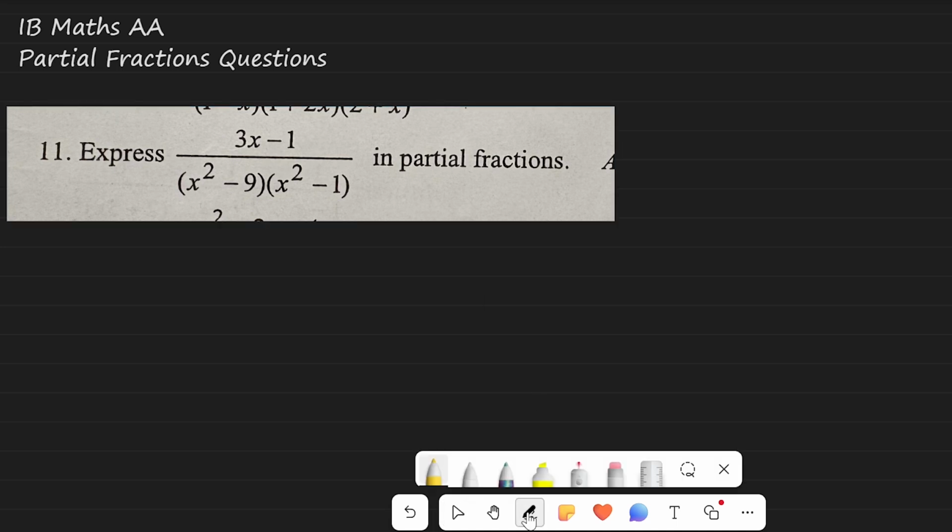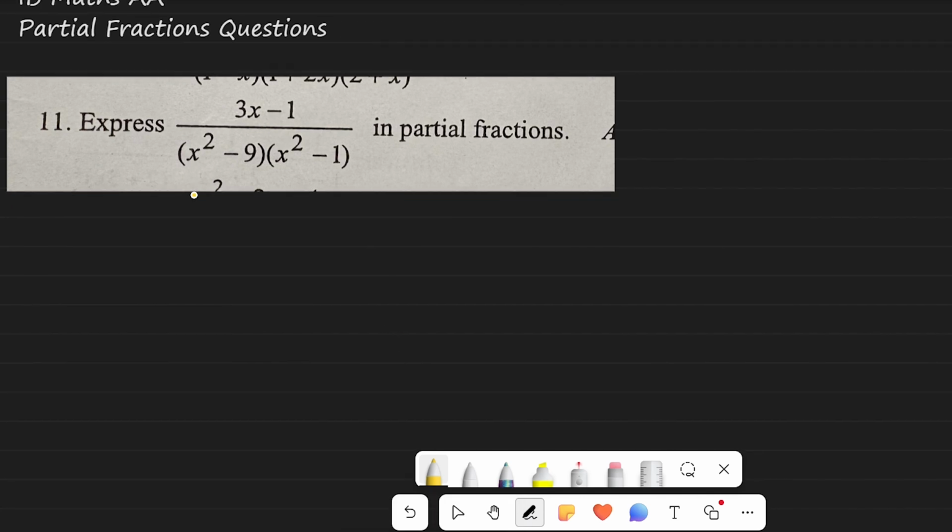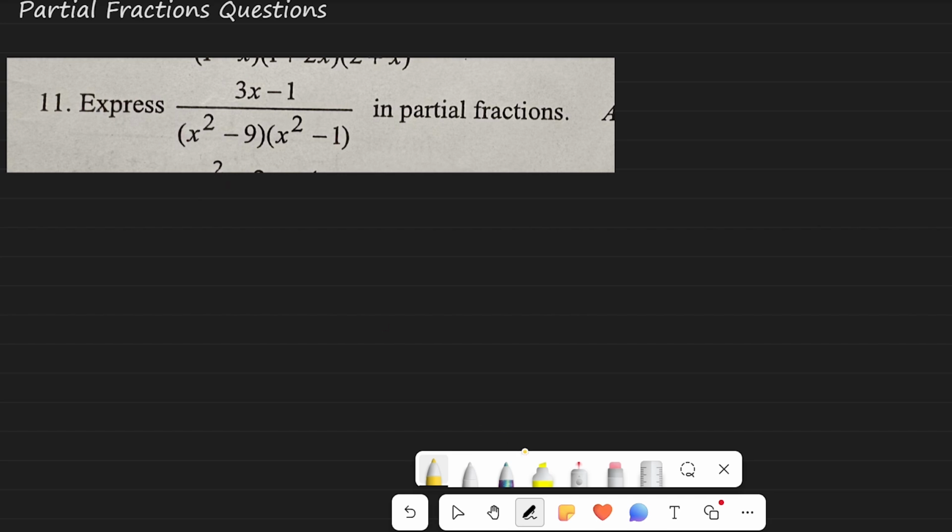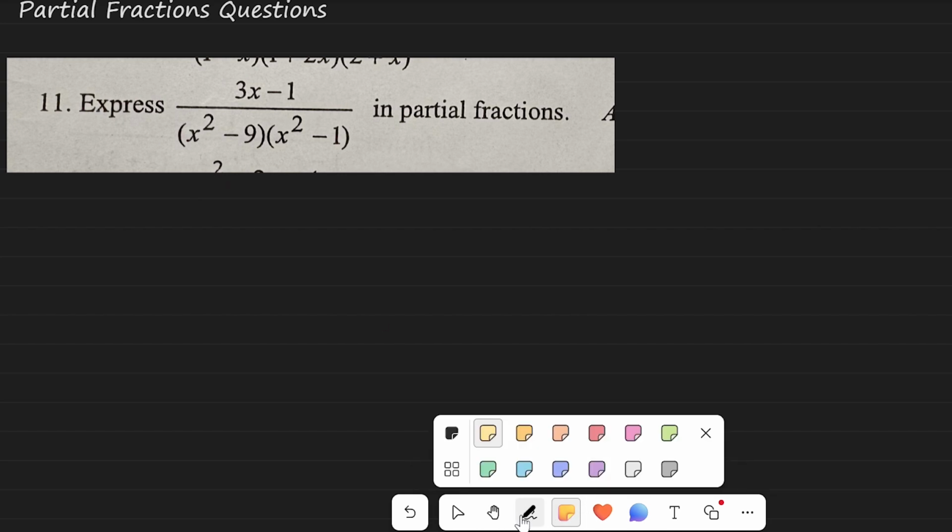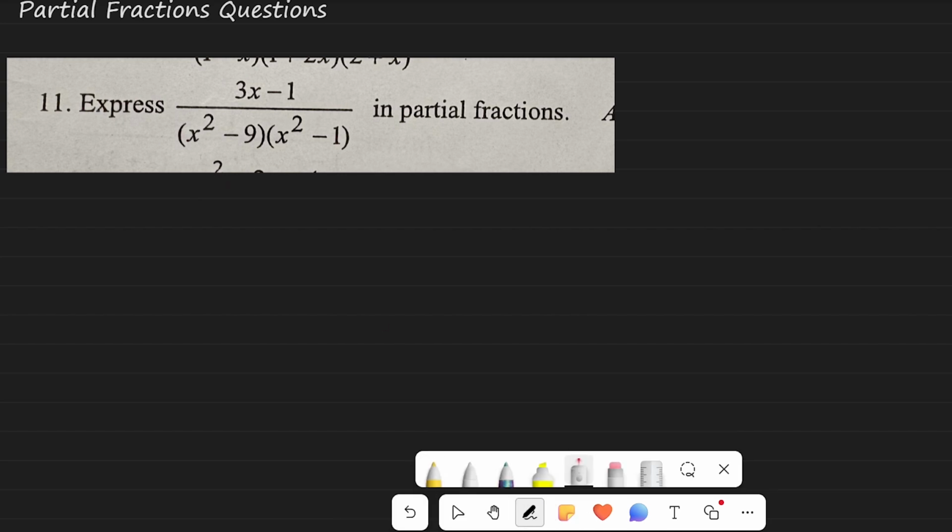So today we will be doing some IB maths questions about partial fractions. So let's begin. First of all, the question we have is this one, right here. Let me select it. Okay, so how to solve this question?